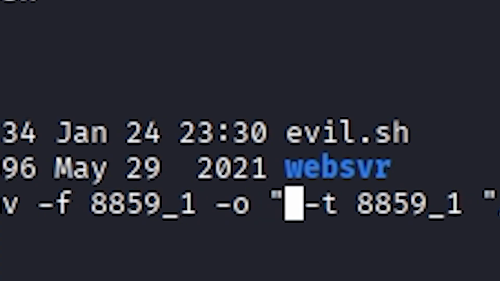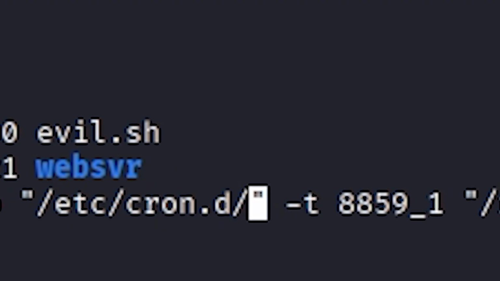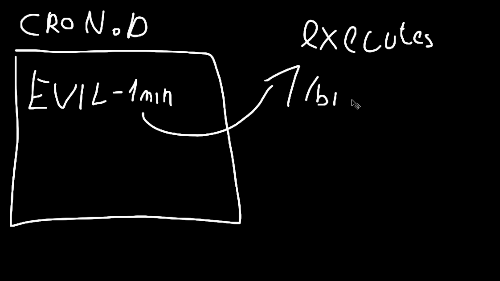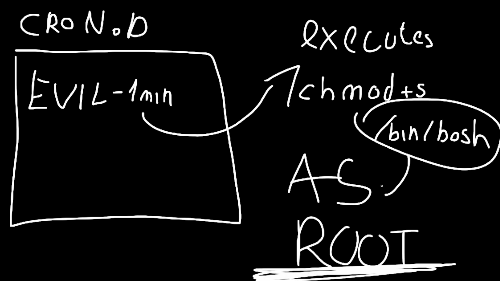Now, after writing the file, we just run this sudo iconv command with this little parameter that will output the file contents to another file in /etc/cron.d/evil. And because everything that is written by root in cron.d runs without having the run permission set, it will automatically execute after literally 1 minute.